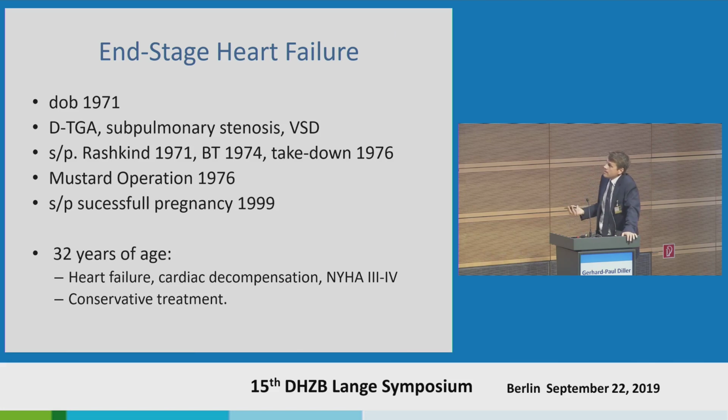What about end-stage heart failure? Just a very brief comment on that, on assist devices, on transplantation. Of course, the data is limited, mostly anecdotal evidence. This is one of our patients with a failing Mustard operation. This patient presented with severe heart failure, cardiac decompensation, NYHA class 3 to 4. Conservative treatment failed in this patient. We even had to apply pulmonary vasodilators because her pulmonary vascular resistance went up and she was not eligible for transplantation.